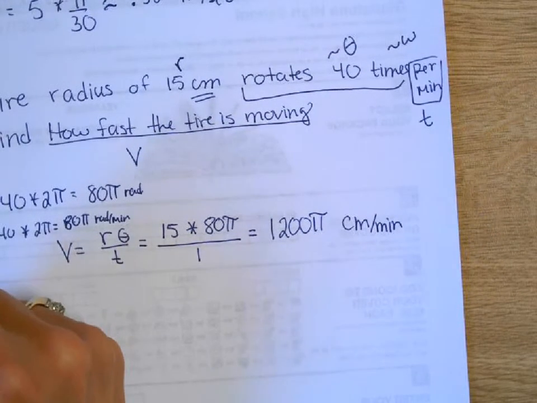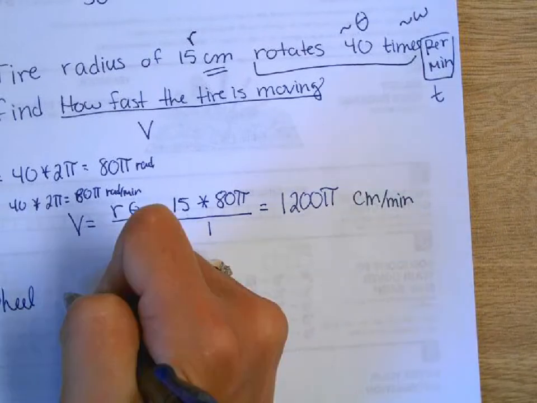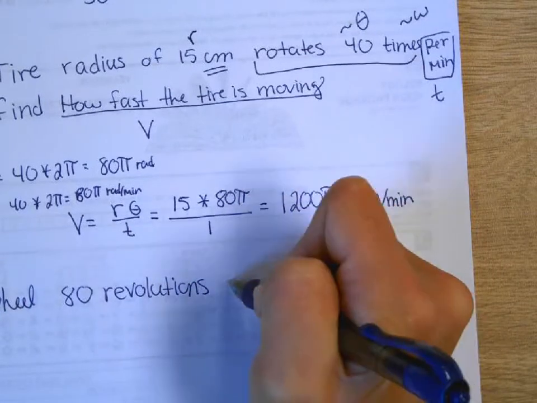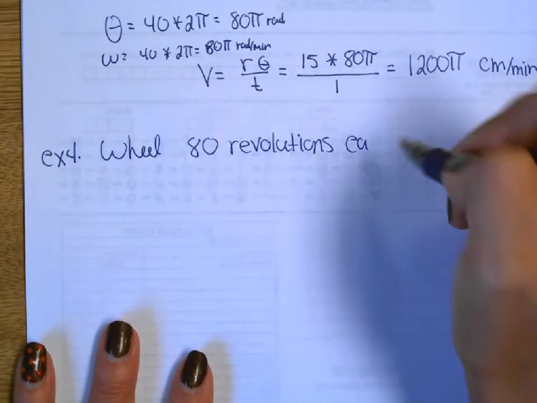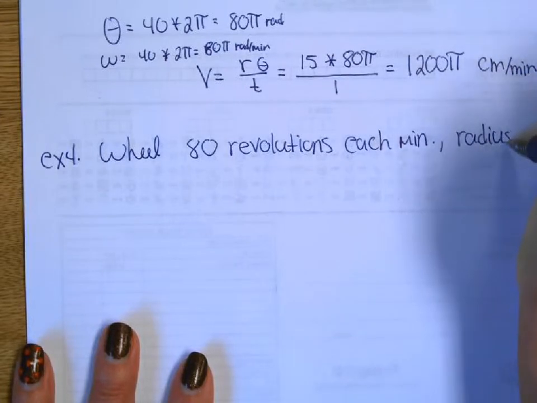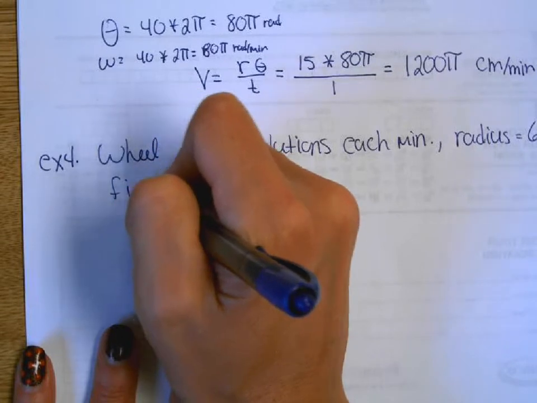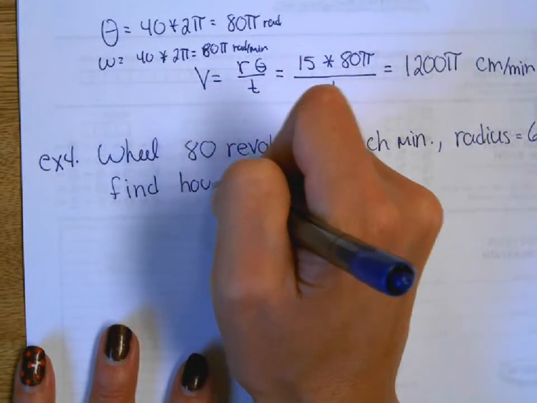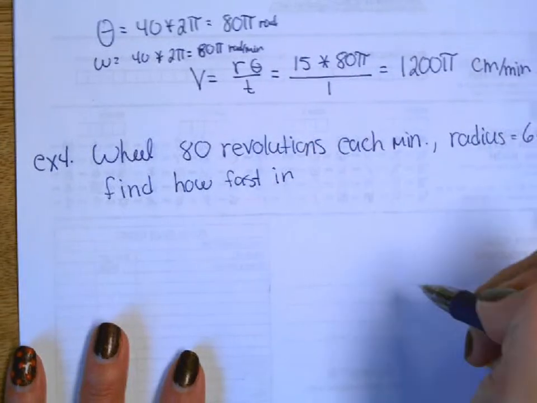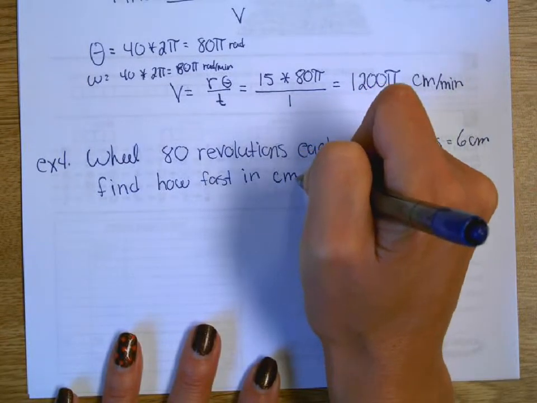All right, try another one. Okay, I've got a wheel that's making 80 revolutions each minute. The radius of the wheel is 6 centimeters. Can you find how fast it is moving in centimeters per second.